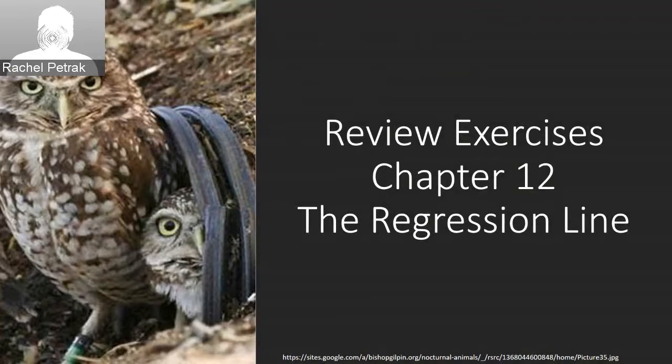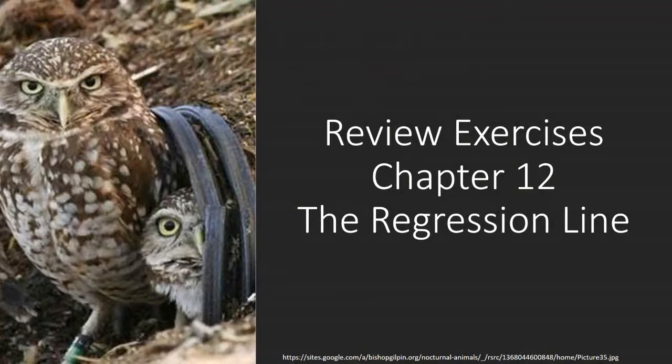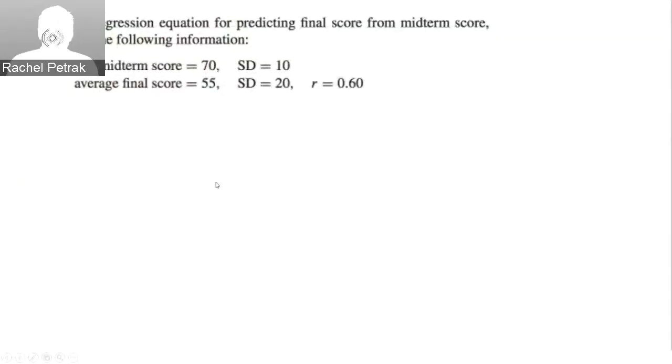Welcome back to the review exercises portion of our coverage of Chapter 12, the regression line. Our first problem asks us to find the regression equation for predicting final score from midterm score based on the information laid out. There's a couple of steps to solving this problem.